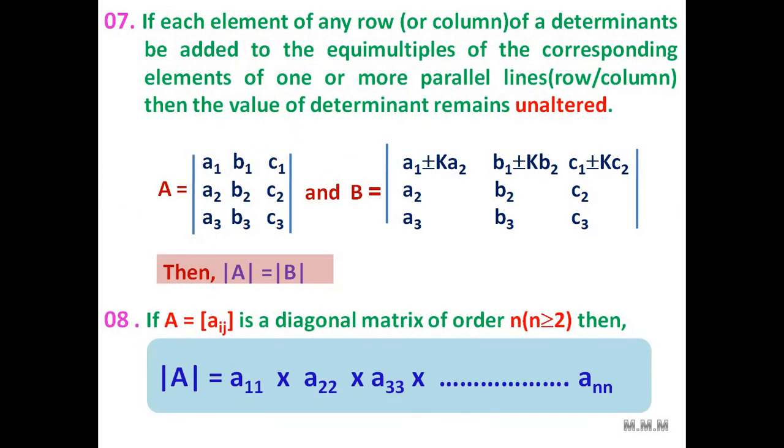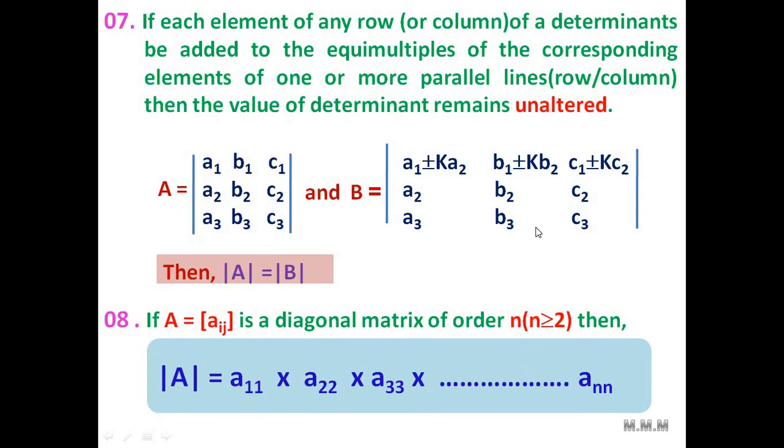The seventh property. If each element of any row or column of a determinant be added to equimultiples of the corresponding elements of one or more parallel lines, then the value of determinant remains unaltered or unchanged, you can say. Here it has been written A1 plus minus k A2, B1 plus minus k B2, C1 plus minus k C2. It may be mod A, then mod A equal to mod B.